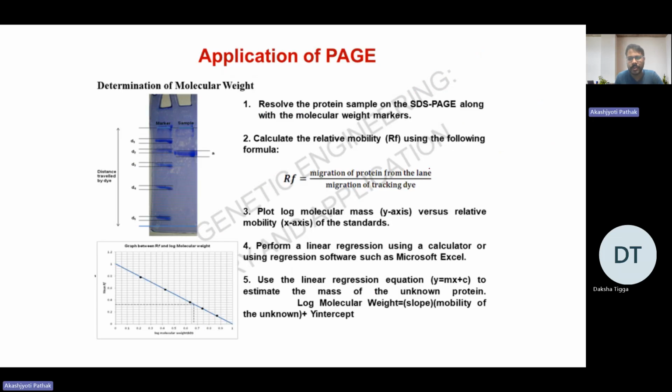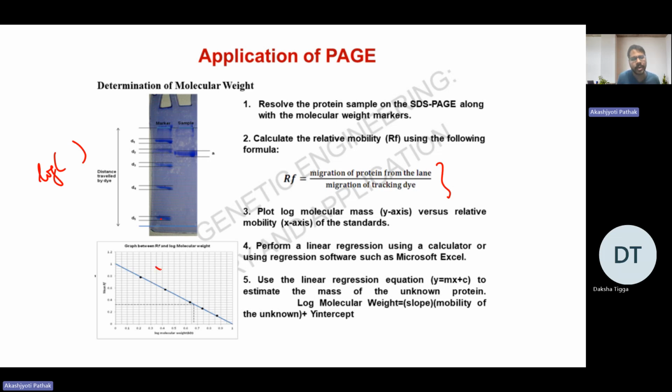So RF is the migration of the protein from the well divided by the migration of the tracking dye. You plot log molecular mass versus RF. You know the molecular mass of each of these protein bands because this is a ladder. When you use the ladder, all the molecular weights of each of these bands will be written. So you can take the log of each molecular weight and then plot it. Once you plot it and you get the mean RF, then you can also get the molecular weight.